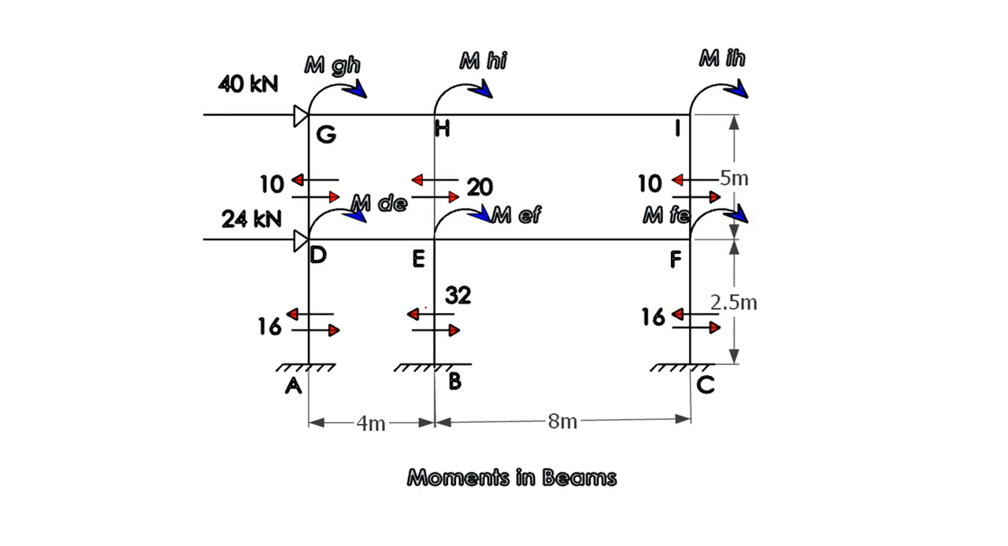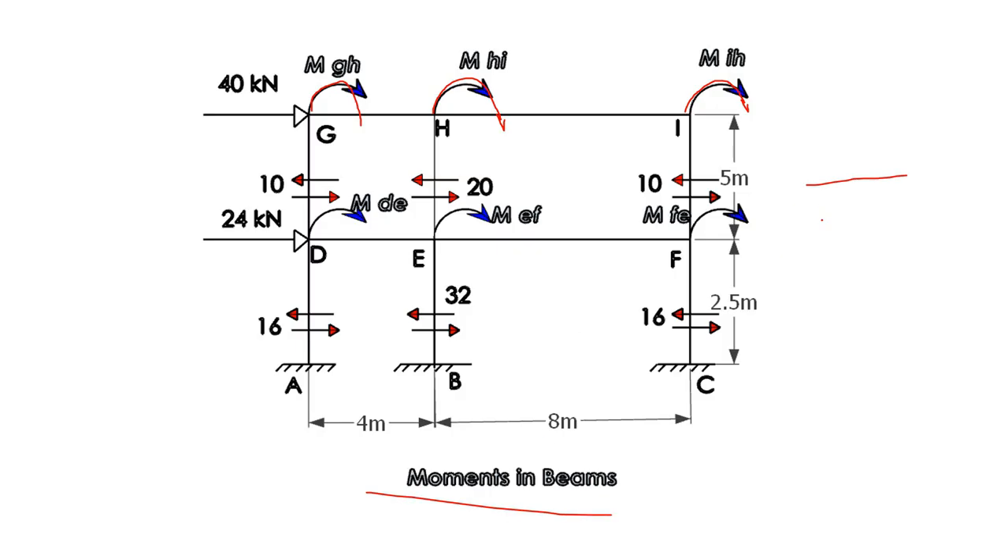Now I would like to point out one thing: always when you solve the portal frame method, you take the convention such that the beam moments are clockwise. So you can see that the beam moments are clockwise like this, and always take the column moments as anti-clockwise. So these are the moments in the beams which have been represented.